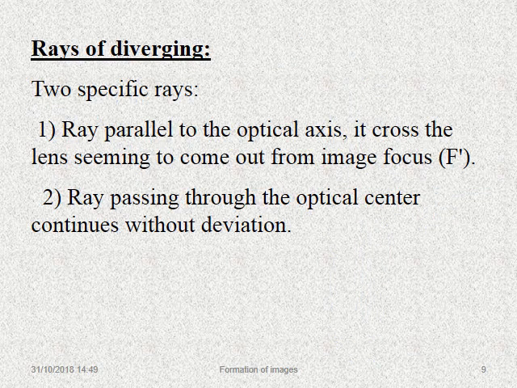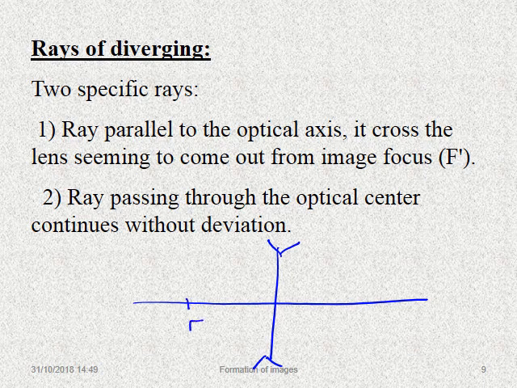Rays of diverging lens. Two specific rays. First, F prime here, F here. Any ray parallel to the optical axis emerges from the lens as if it were coming from F prime. Another ray passing through the optical center continues without deviation.